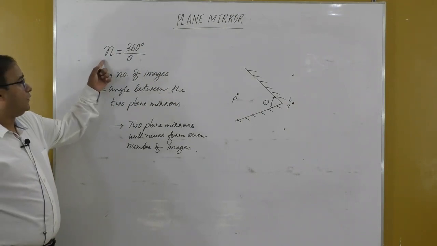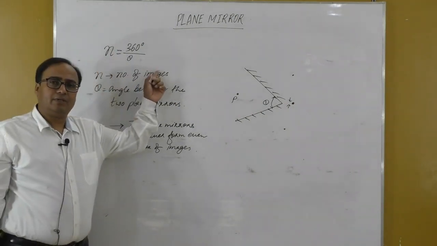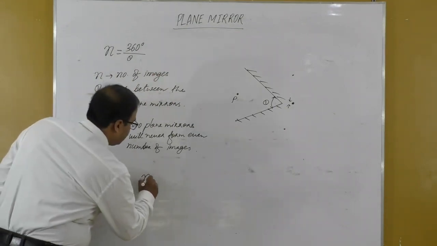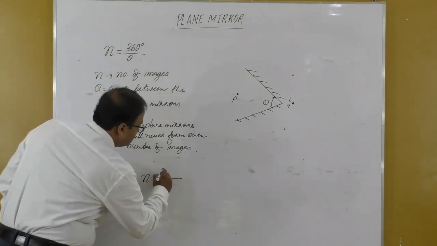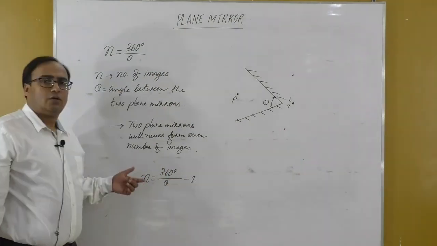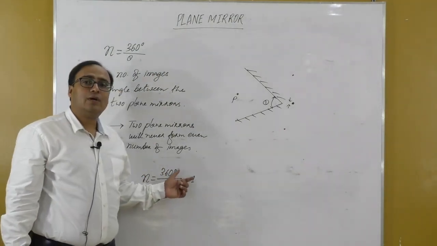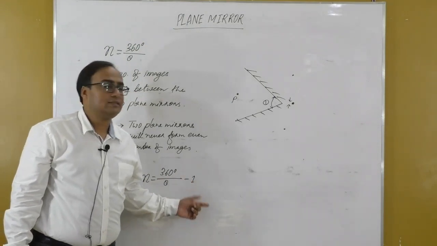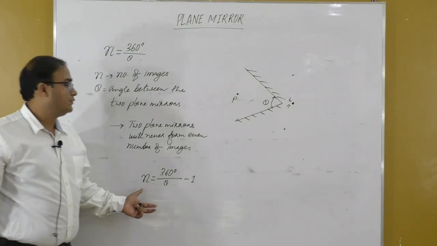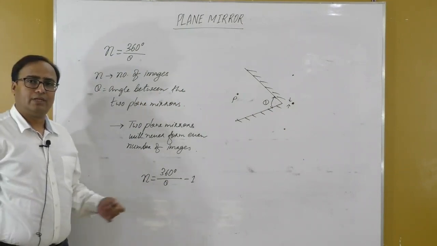So by using this formula, if you get an even number, then you have to modify this formula as n equals 360 degree by theta minus 1. Why is 1 subtracted from this result? The reason is that two images coincide, and the number of images will always be an odd number in this case.